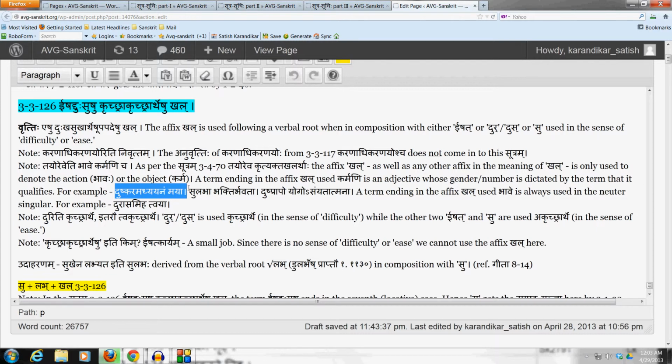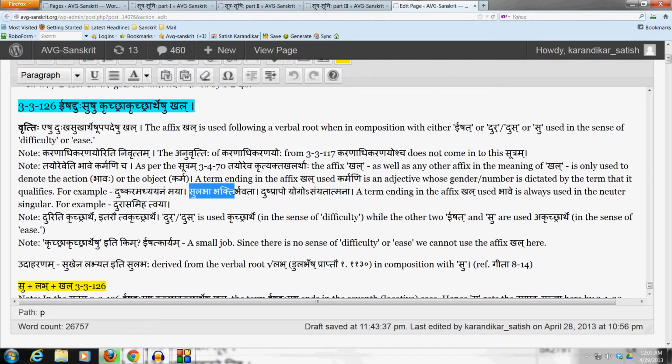On the other hand, Sulabha Bhaktir Bhavata. Devotion is easily obtained by you, sir. So for you, devotion is easy to obtain. So here Sulabha is qualifying Bhakti. That's why it's used in the feminine gender, singular.